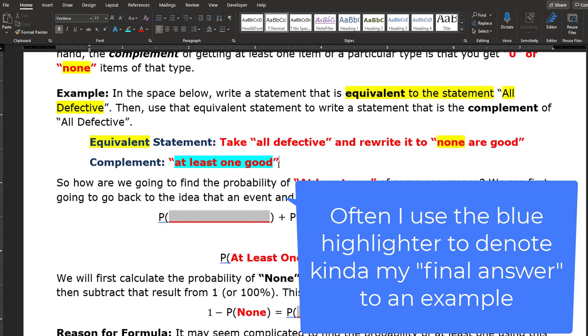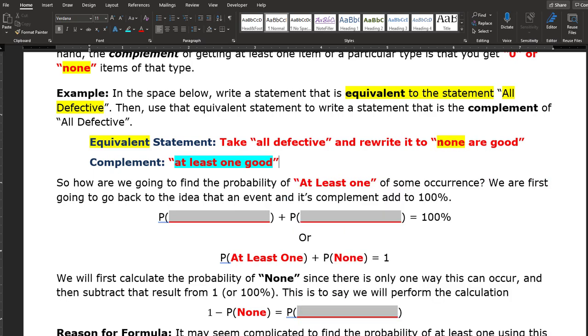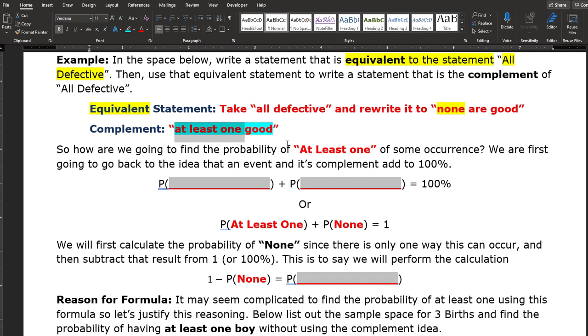At least one good will actually end up being the complement of none are good. So I just took out that word "none" right there and replaced it with the words "at least one". And that's how you make the complement. So now we know at least one and none are complements. Can we maybe make a relationship between those two probabilities where they equal 100%?